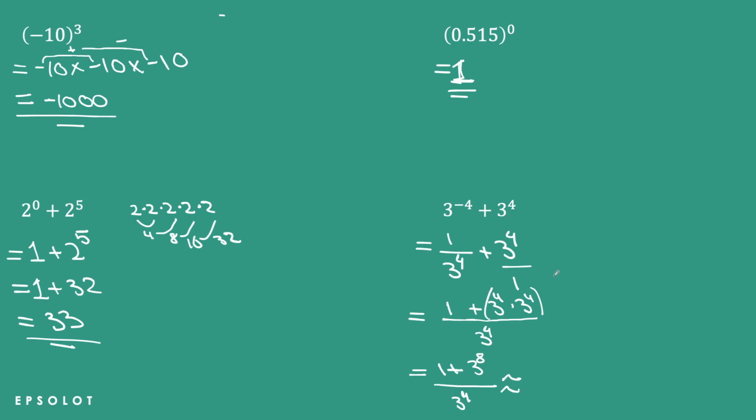And now the exponential, the index rule that I'm using here says this. a to the power of x times a to the power of y is equal to a to the power of x plus y. As long as the bases are the same, then we can add the exponents together.